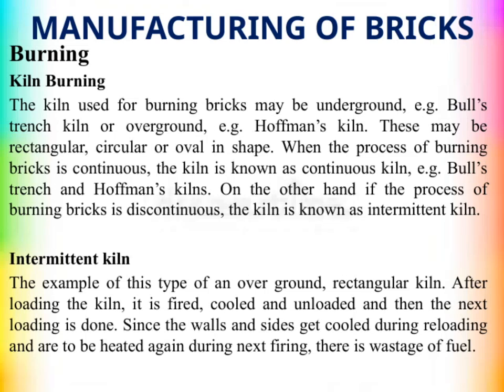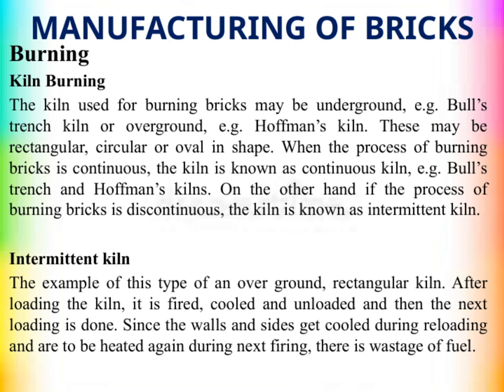Now let's talk about the burning process in brick manufacturing. The kiln used for burning bricks can either be underground, like the Bull's Trench kiln, or overground, such as the Hoffman's kiln. These kilns come in various shapes, rectangular, circular, or oval, depending on the design and space available. When the process of burning bricks is continuous, meaning bricks are constantly being loaded, fired, and unloaded in a steady flow, we refer to this as a continuous kiln. Examples include the Bull's Trench kiln and Hoffman's kiln.